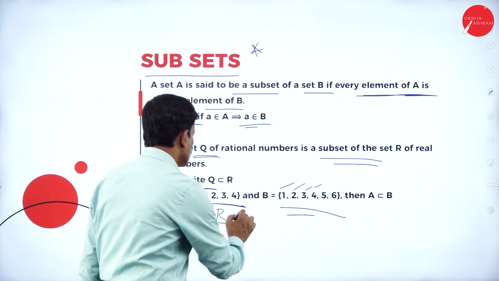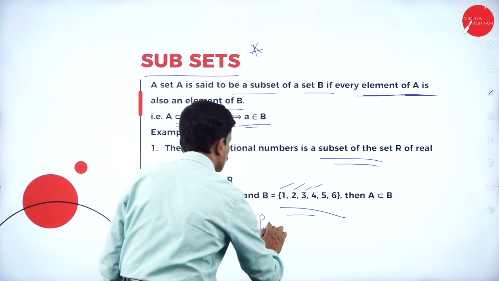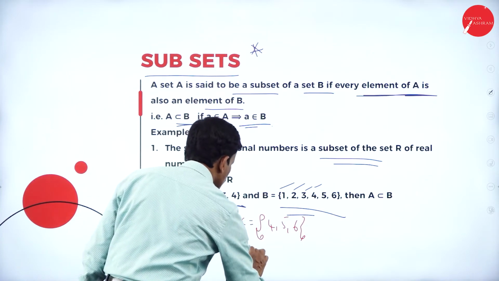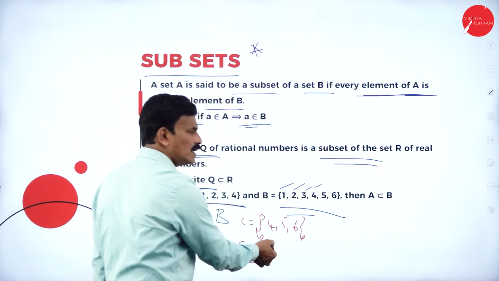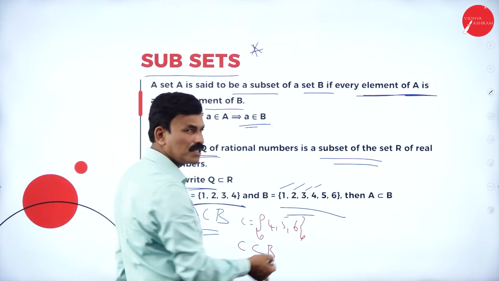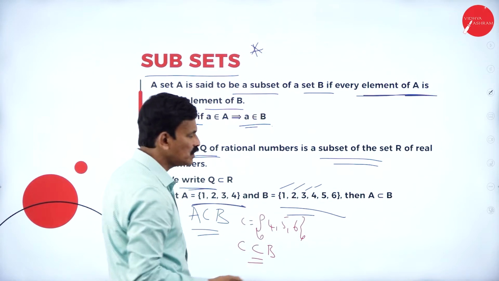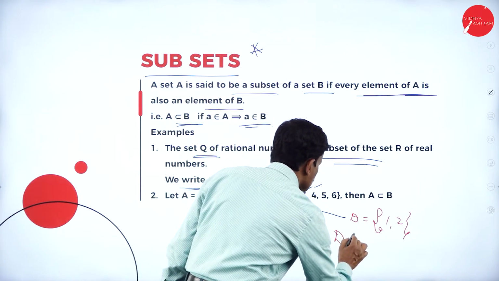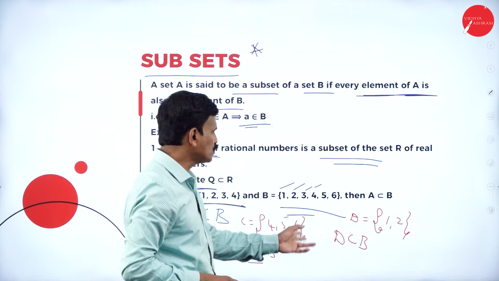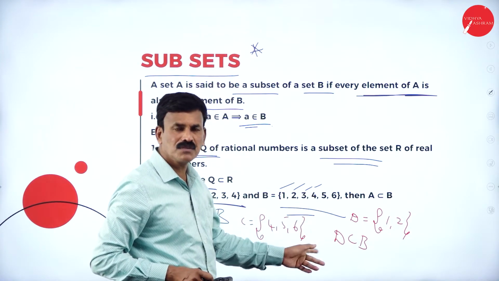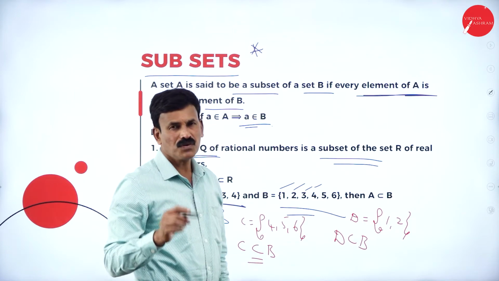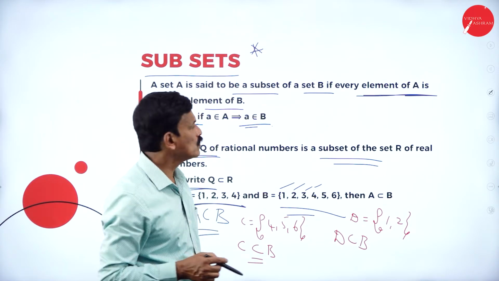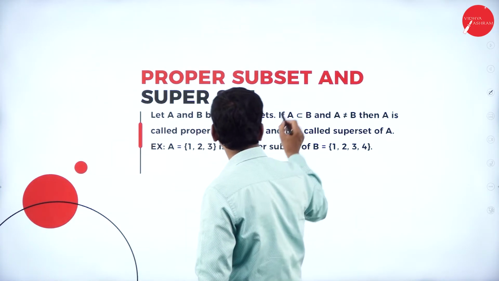Similarly, let me take one more set. If C is equal to {4, 5}, then I can say C is a subset of B, because all the elements of C are nothing but elements of B. Even if I take D is equal to {1, 2}, this D is a subset of B because D contains 1, 2, and 1, 2 is included in the set B. Therefore D is the subset of B. So if all the elements of set A are the elements of set B, then A is called the subset of B. Okay.